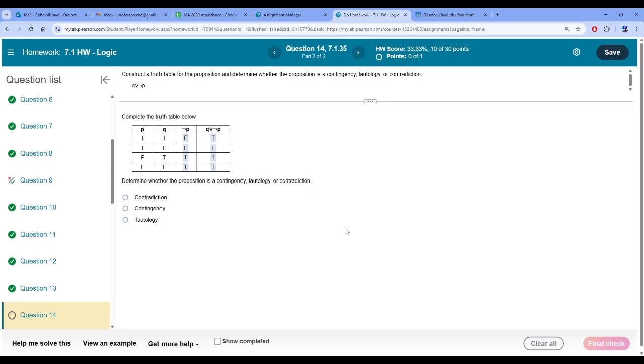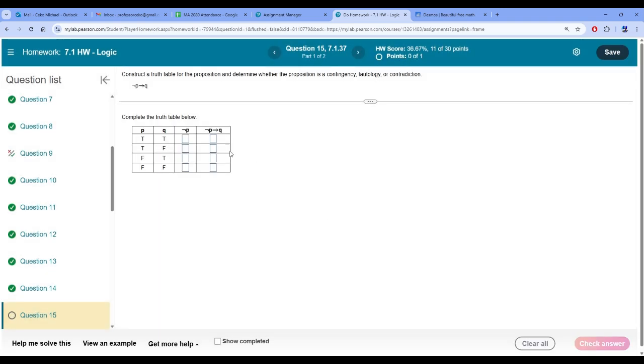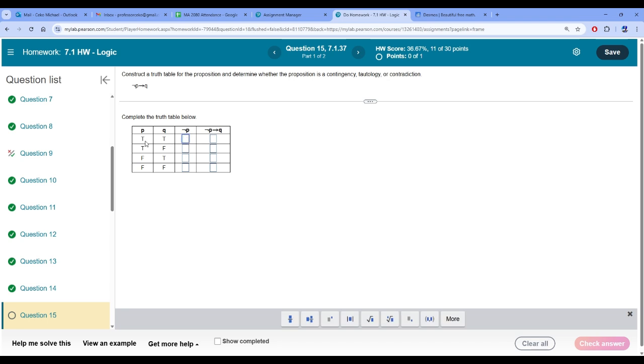There was something here. It said contradiction, contingency. I think it's contingency? Yeah, because it depends on what they give. Construct a truth table. So here, not p is false, false, true, true. And not p implies q. Not p, false, false, false. I think true.